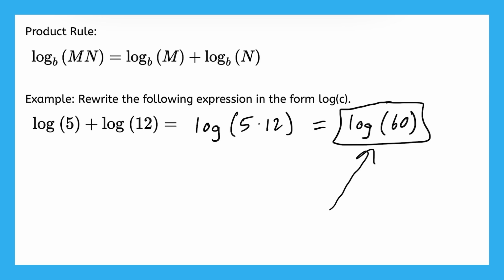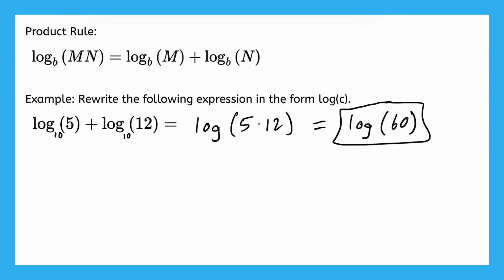But you probably noticed that right here, we have no base visible. Same thing right here. And even in our answer, we have no base visible, right? What does that mean? Well, this is another example of an implied value. It's called the common logarithm. So if we have log of 5, that's the same as saying log base 10 of 5. And over here, we have log base 10 of 12.